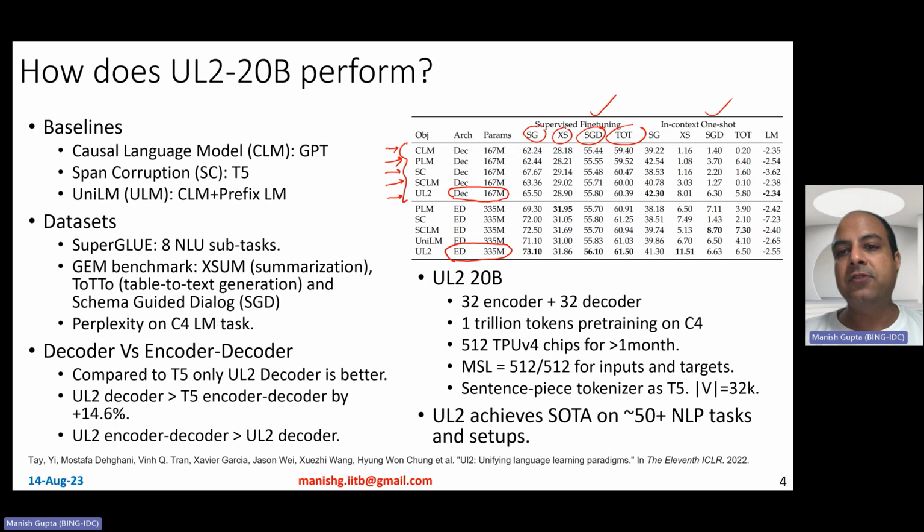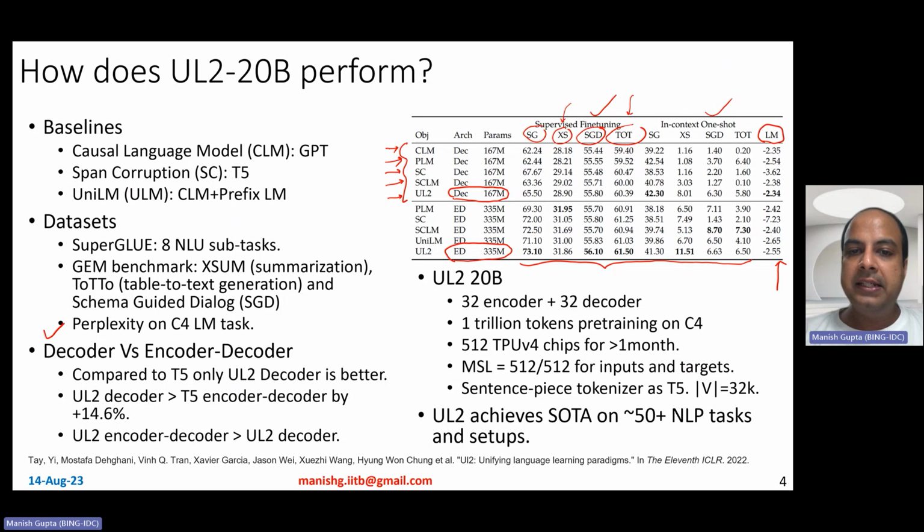And then there are the 3 tasks from the GEM benchmark: cross-lingual summarization, the SGD schema guided dialogue task, and the third one is the TOTTO task, which is a table to text generation task. Right. There is also another evaluation which is done on language modeling using the C4 dataset, on which perplexity is being measured. So for these 8 different columns, higher numbers mean better. For perplexity, of course, lower is better. Okay. So what do you observe?